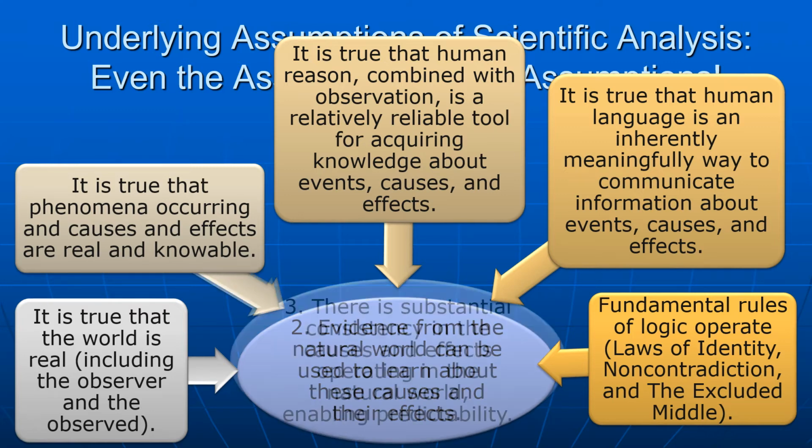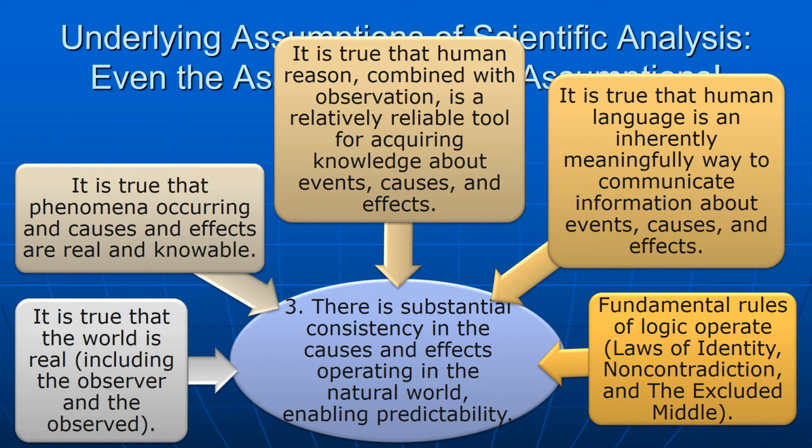Finally, this third assumption, substantial consistency in causes and effects, also has these same set of assumptions. In order to make predictions about the future, we have to have the ability to gather information. An event actually has to happen. Causes and effects have to be plausible and happening. We have to be able to observe it. We have to process it. We have to communicate it to others in order to make a projection about the future.